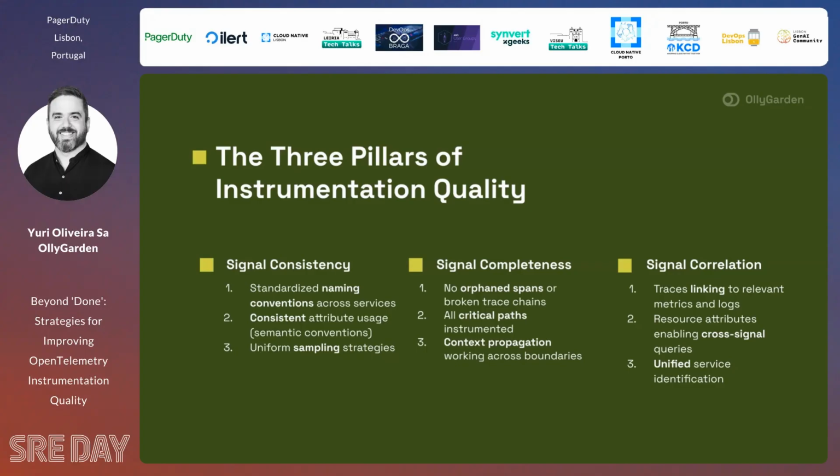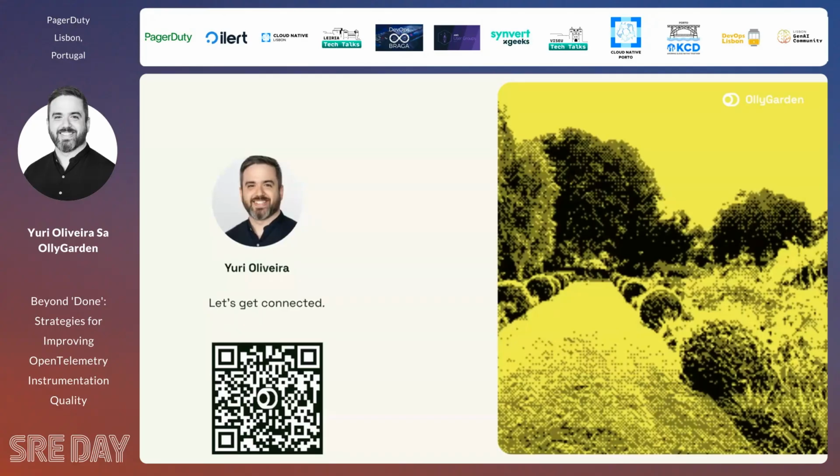Also, again, the signal completeness, don't produce the orphan span. I came from the SRE industry, I came from the platform industry, and I would say it is a big headache when I see an orphan span in front of me at 3 a.m. Also, the context propagation, please ensure that your developers are propagating the context to have a properly formatted trace. And also the correlation, right? Because, okay, you can have the trace ID, but it will be better if you can correlate with logs. Thank you. My name is Yuri, and let's stay connected.